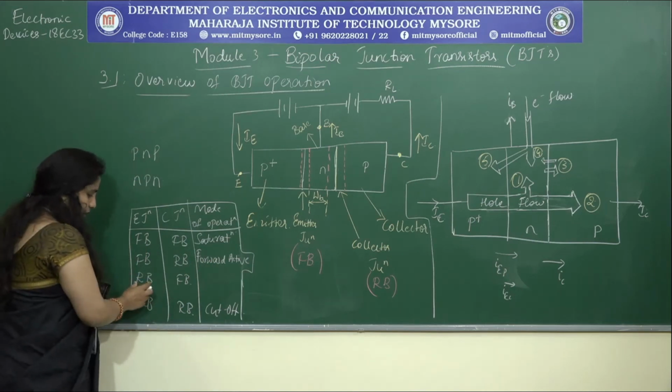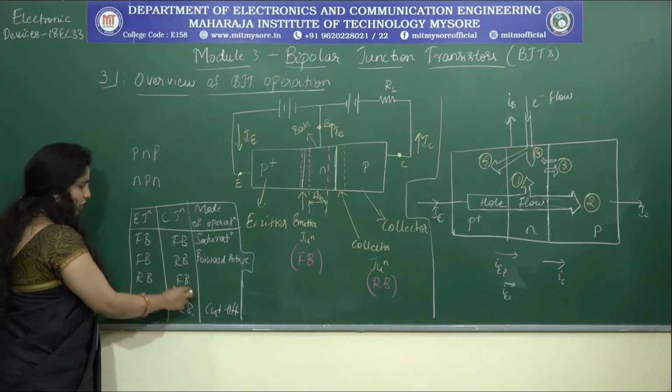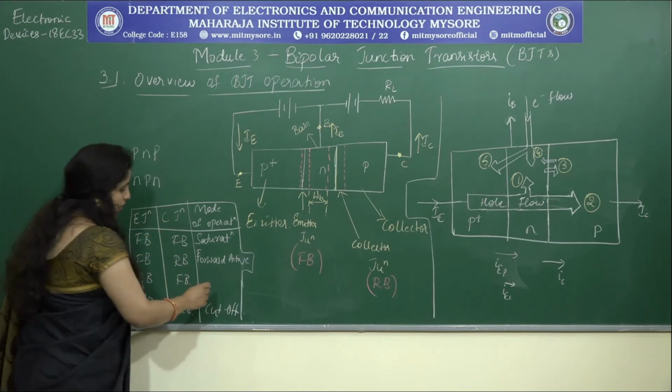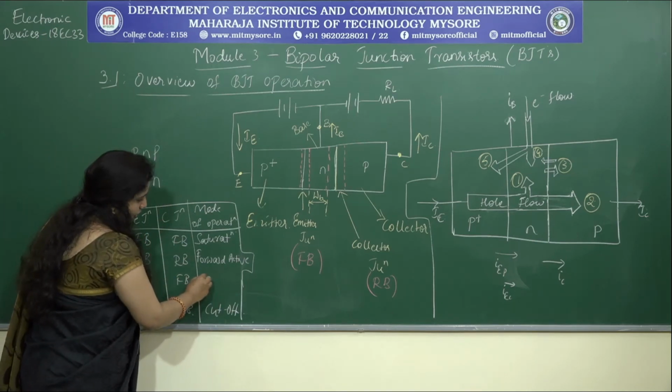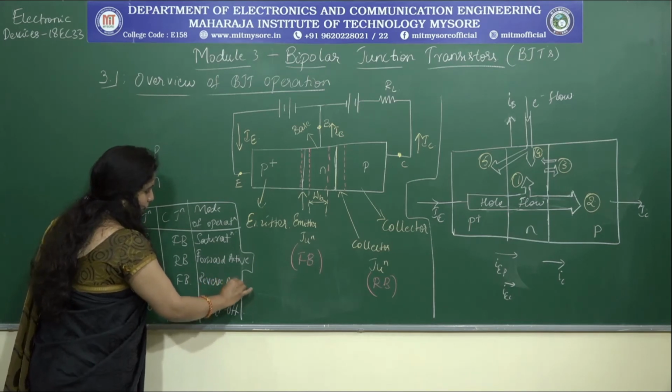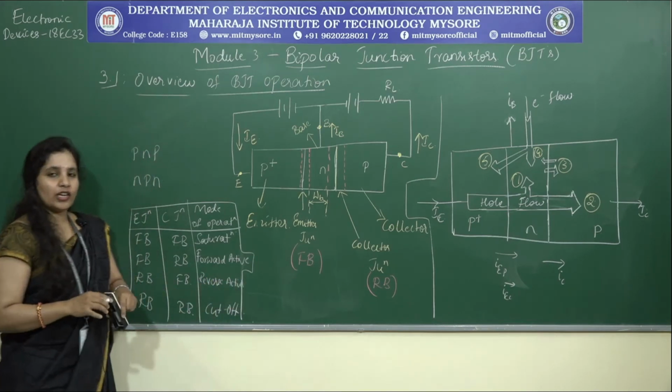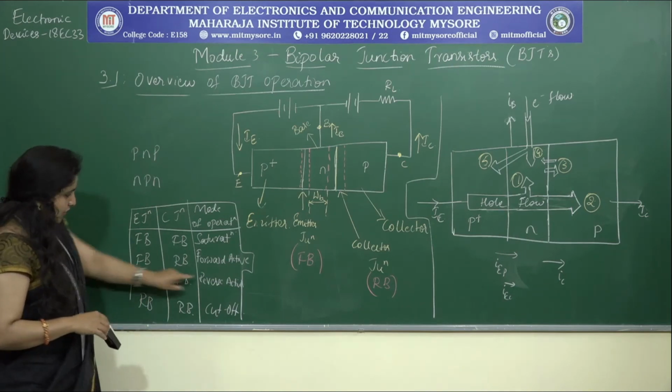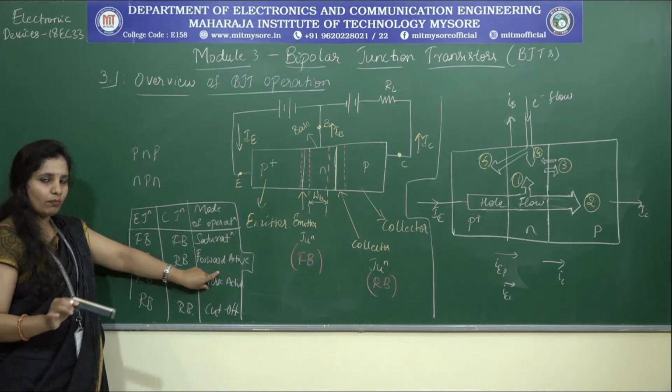Then comes the reverse biased emitter junction and forward biased collector junction, which is referred to as the reverse active region, which we are least interested in. So this is the region where we will make the device not operate.